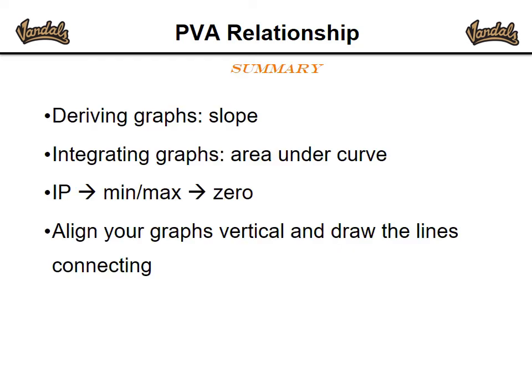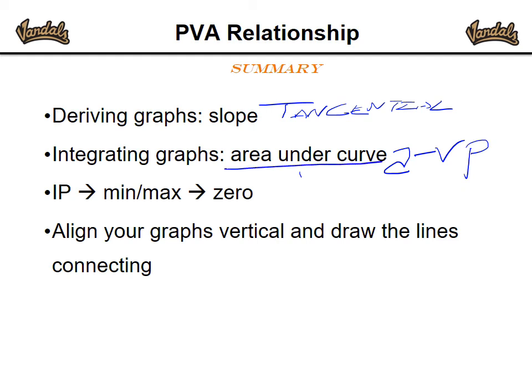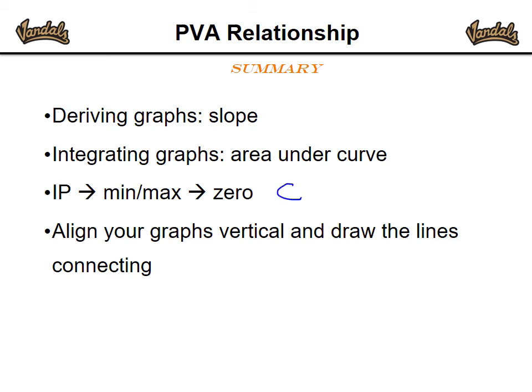So in summary, we have deriving graphs as a slope, and more importantly, the tangential slope, because that represents the smallest instantaneous concept with the slope at that particular line. When we go in the opposite direction from A to V to P, remember we're taking the area under the curve. So we're going to integrate those graphs. Here are our critical points. We call them CPs. An inflection point leads to a min-max, which leads to a 0 in the following derivative curve.